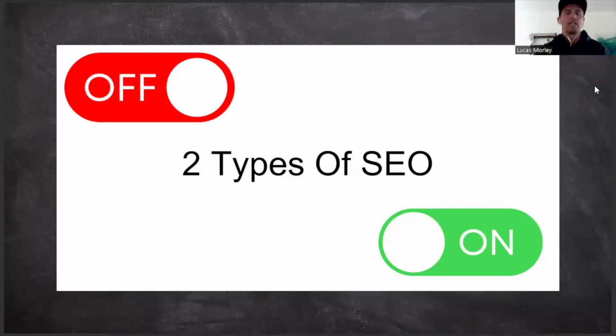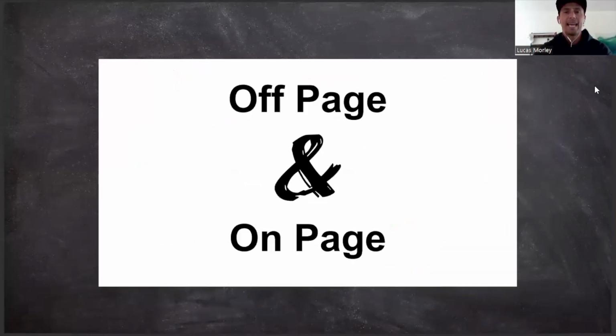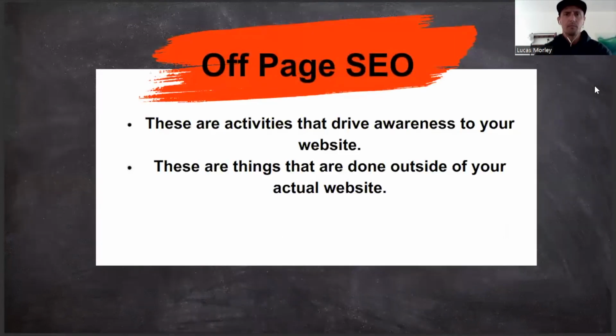All right. So today we have 2 types of SEO that we're going to be talking about. And guess what they're about? Off-page and on-page SEO. There are 2 different things that need to be combined to help you have a really good and solid strategy to beat your competitors. Okay. So let's start with the off-page SEO.